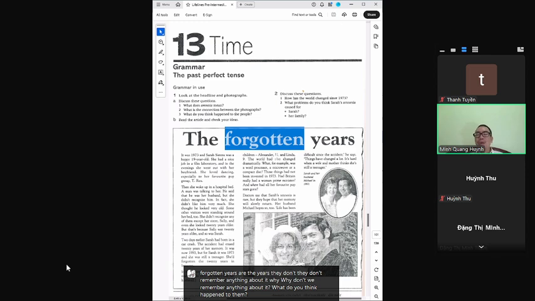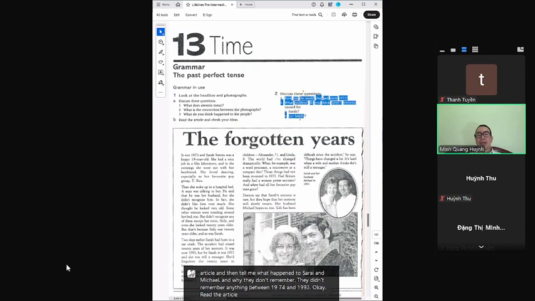Alright? We will know why when we read the article right here. I'm gonna give you 10 minutes to read the article. Read the article and then tell me what happened to Sarah and Michael and why they don't remember anything between 1974 and 1993. Read the article and answer the two questions over here.